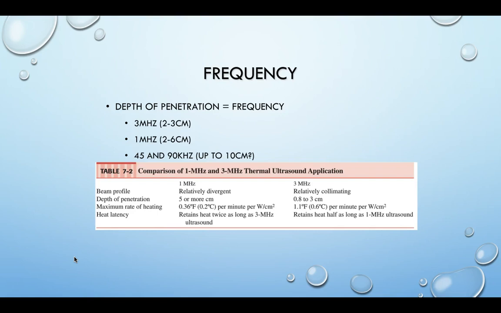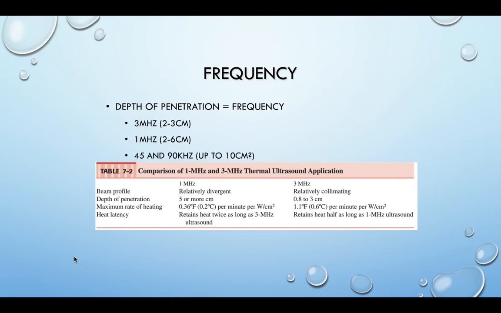So frequency deals with the depth of penetration. More superficially, we would use a higher frequency, which is 3 megahertz. So things like plantar fasciitis, Achilles tendonitis, epicondylitis, those would be great targets for a 3 megahertz frequency. So again, that's 2 to 3 centimeters deep. When we get to 1 megahertz, we're looking at, excuse me, really closer to 5 to 6 centimeters deep that our focus is. So where we're trying to target deeper structures.